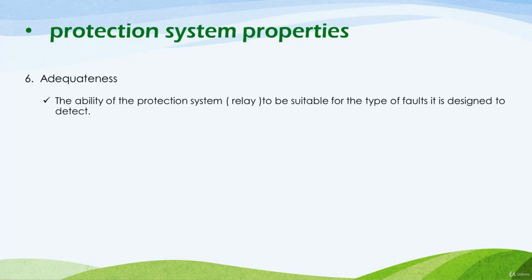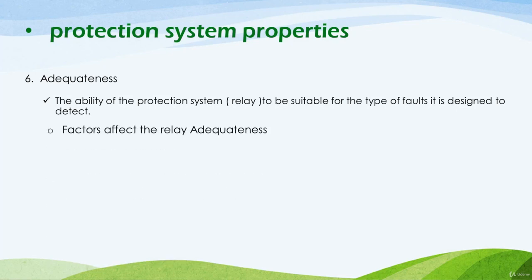Very good. Now the sixth property of the protection system is the adequateness, and the adequateness is the ability of the protection system in general, or the protection relay specially, to be suitable for its purpose that it will be put to protect. So we need the relay to be of the suitable type for the fault that it will detect. And this is because in some cases we need to detect the voltage fault in the circuit, so we will use an overvoltage relay. And in some other cases we need to detect the current fault, so we will use an overcurrent relay and it will be suitable for its purpose.